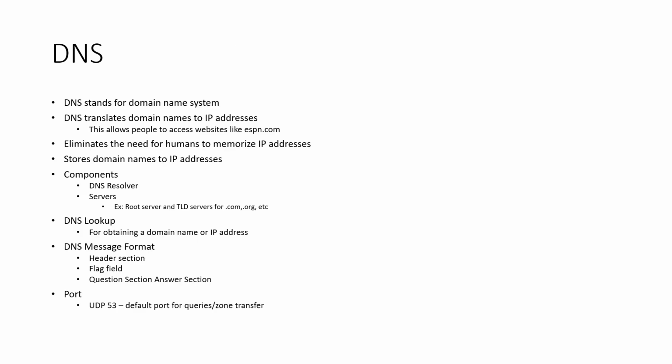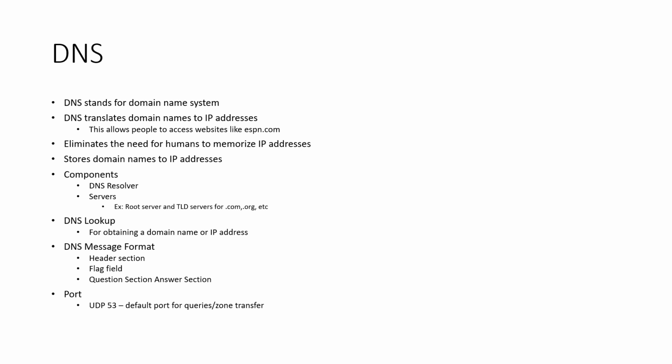Next we have DNS. DNS stands for Domain Name System. DNS translates domain names to IP addresses. So this allows people to access websites like ESPN.com or other websites like .org or any of that sort of stuff. DNS helps eliminate the need for humans to memorize IP addresses, and it also stores domain names to IP addresses, which helps with things like DNS translation, which lets you access websites.